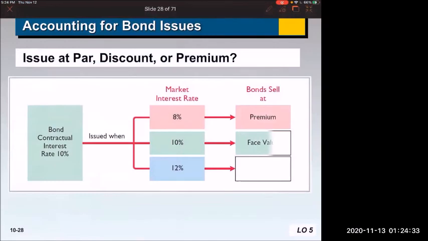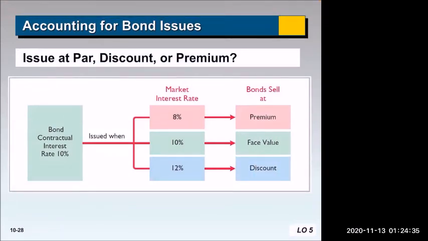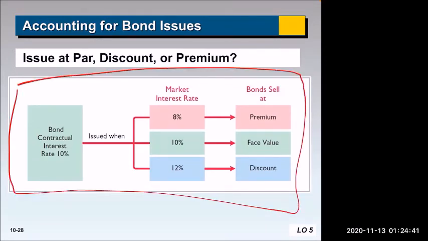Okay, so do you understand this slide? So this is where most of the questions will come from, is this slide. Understanding this idea, okay? That my rate being higher than the market rate would lead to a premium. My rate being lower than the market rate would lead to a discount. Do you understand those basic ideas? That's the important part, okay?